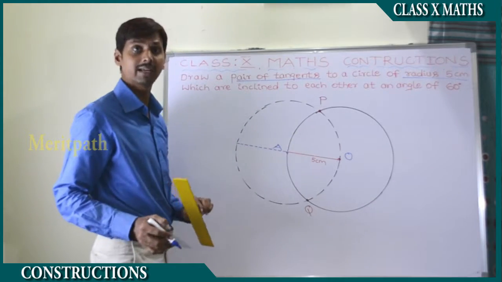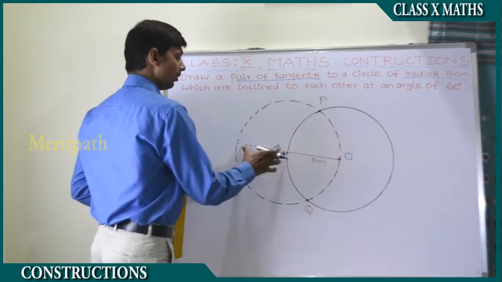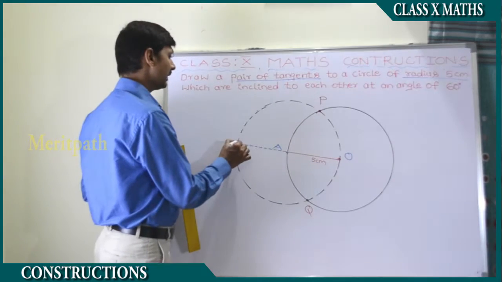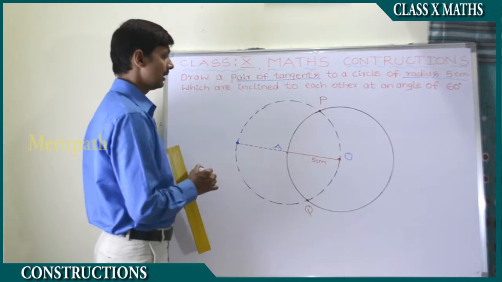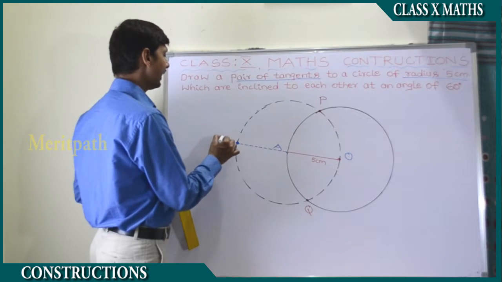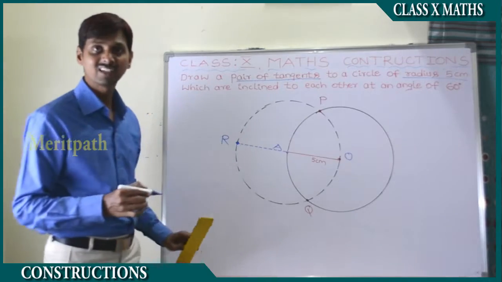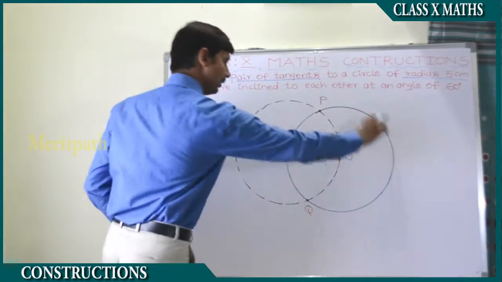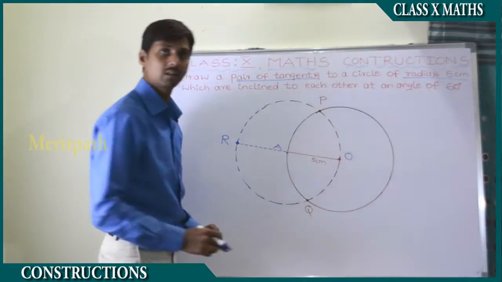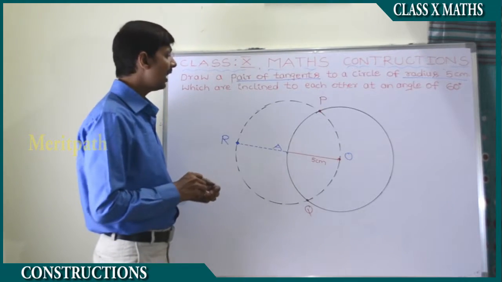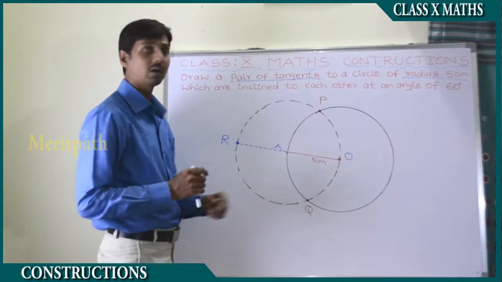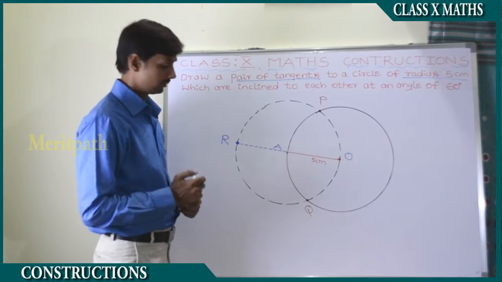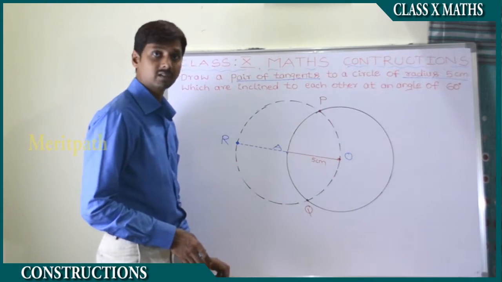We have extended the radius AO and we got a point here. Let's take the point as R. This is an external point for the first circle. So R is an external point for the first circle, and P and Q are the points on the first circle.